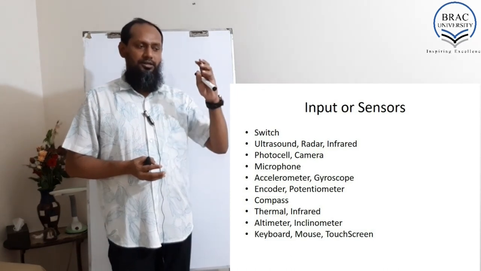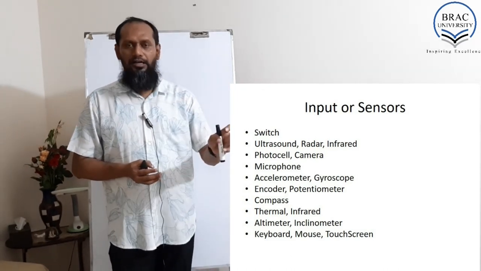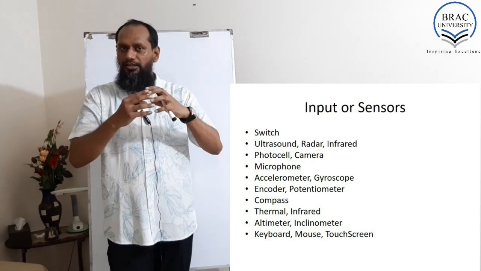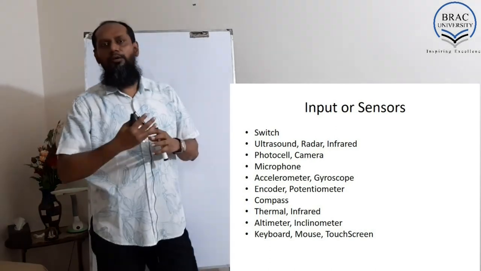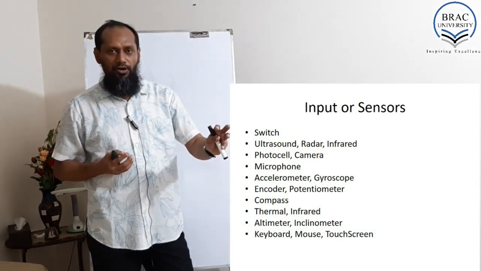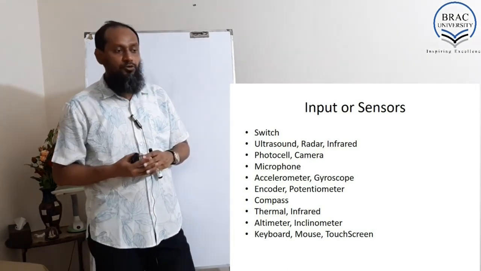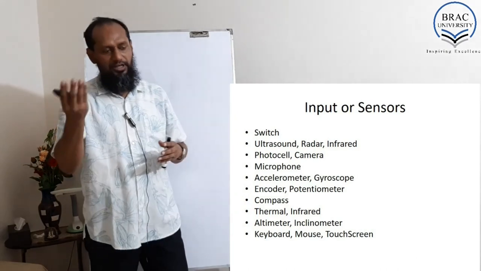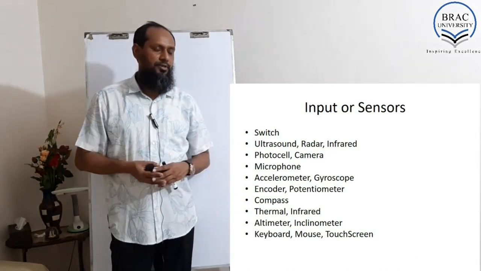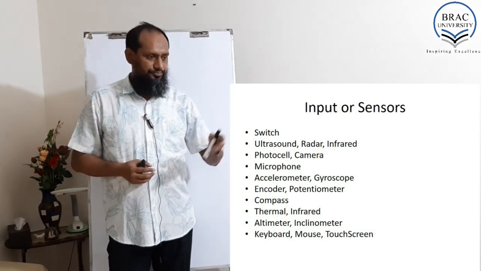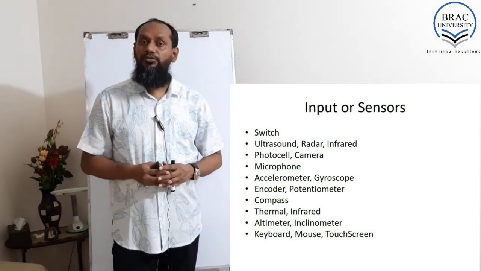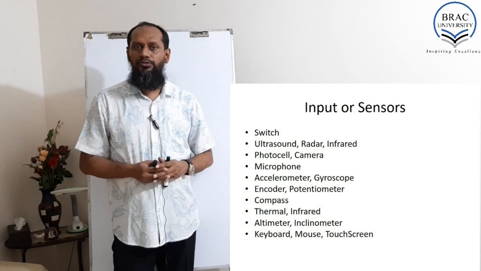Ultrasonic is used for radar. Radar is another concept: it will check around you by using ultrasonic or infrared. And then photocell or camera, you know the camera, you know the photo, so these are the sensors. Microphone, you know, this one. Accelerometer, gyroscope, another type of sensors.